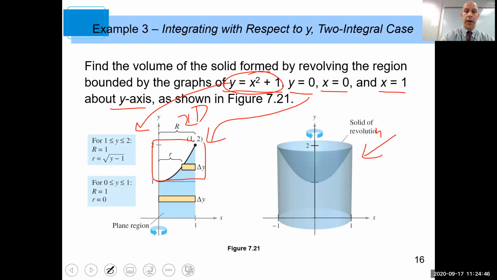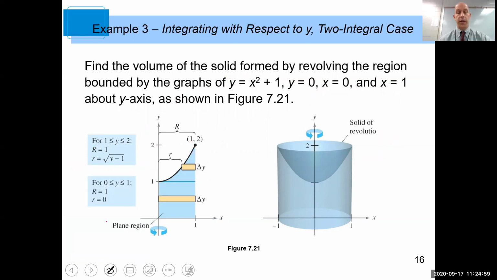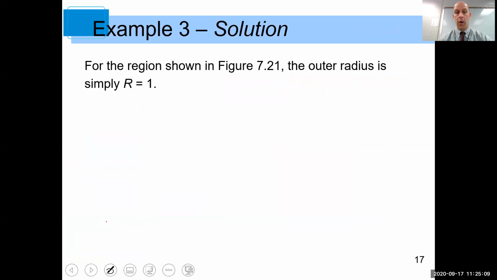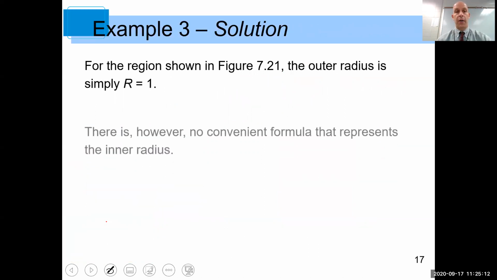That's our little r, that's our inner radius, because remember, now we're doing it with respect to the y-axis. Our big R is going to be this function right here, which is just going to be x equals 1. I'm going to erase all this stuff so you can see this. And then, of course, down here, this bottom piece is going to be a piece of cake because it's just going to be a cylinder. It's going to be a disk method. Big R is going to be 1, and little r is going to be 0. So let's go ahead and work this out now.